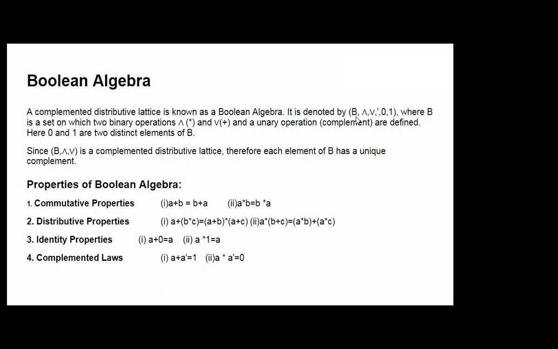It is denoted by, how it is denoted? It is B. Okay. B here stands for Boolean algebra. Then AND operation is there. Okay. OR operation is there. Okay. Then complement is there. This small element here we can see that will be known as complement. And which values will be there? 0 and 1. Where B is a set on which two binary operations, here AND will be given by star and OR will be given by plus. Okay.